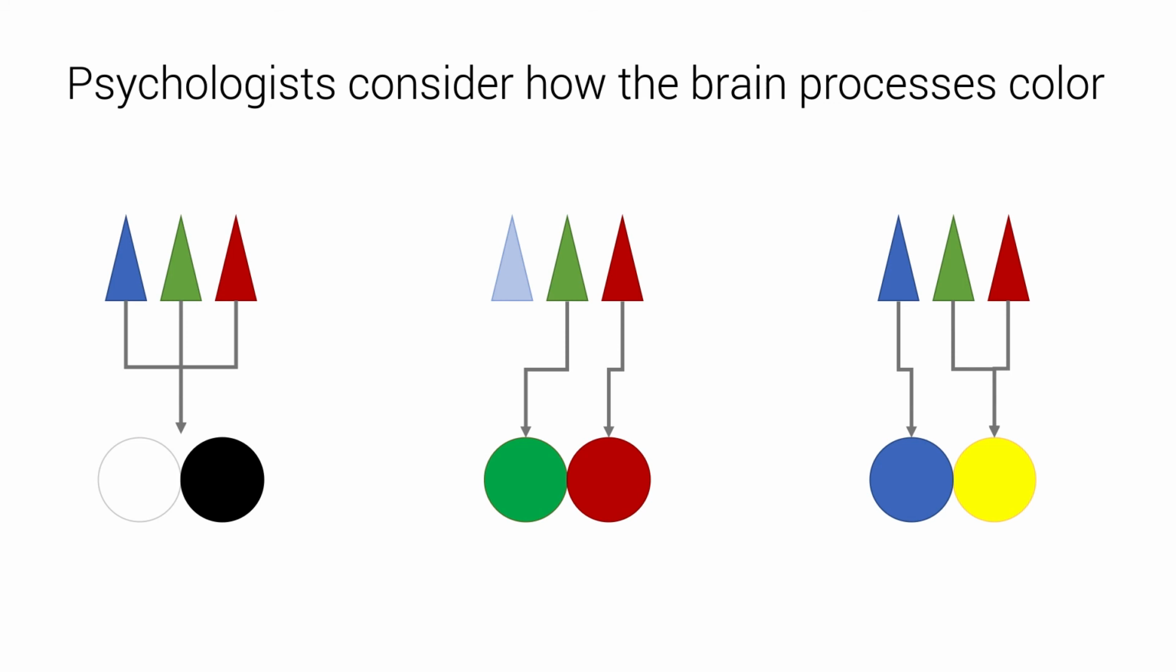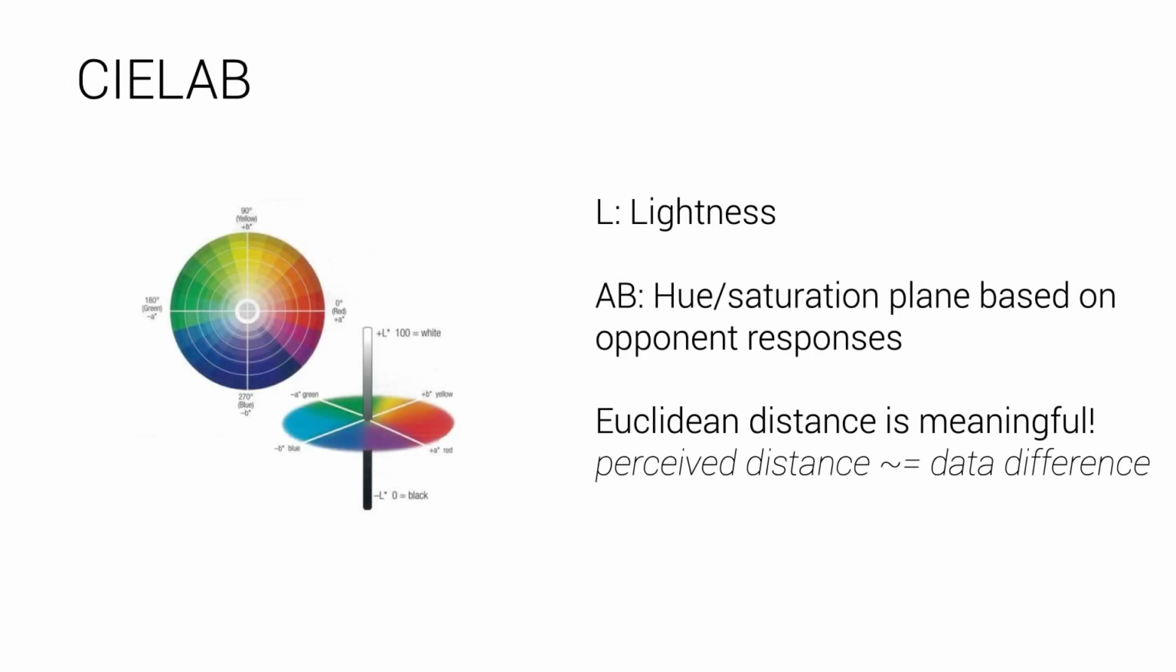One logical conclusion is that if our eyes and brain, so our visual system, process color using these opponency pairs, maybe that's a useful way to represent color in a way that aligns with the perceived differences that we see between color values. And this is one of the fundamental ideas underlying CIELAB. So LAB has three axes: lightness, or L, how much red or green is present, or A, and how much blue or yellow is present, or B. And the A and the B plane essentially form a hue and saturation plane at each level of lightness.